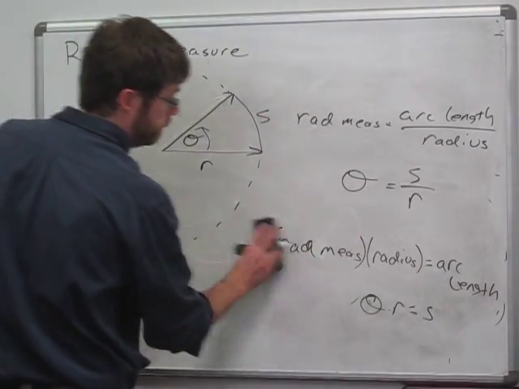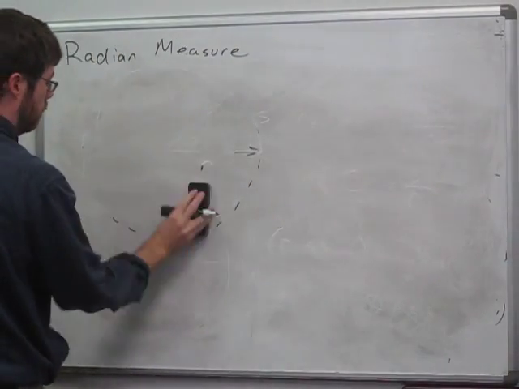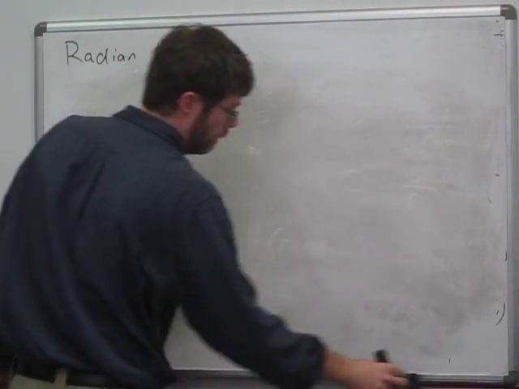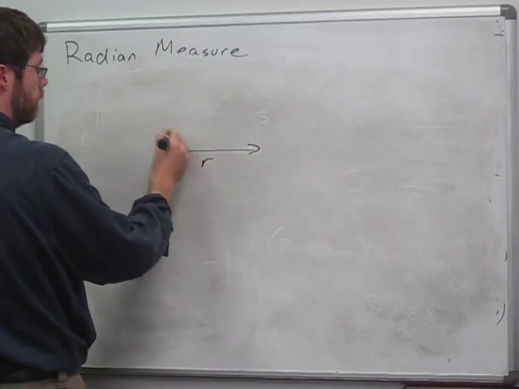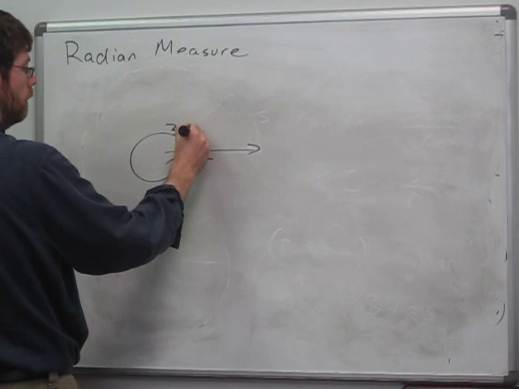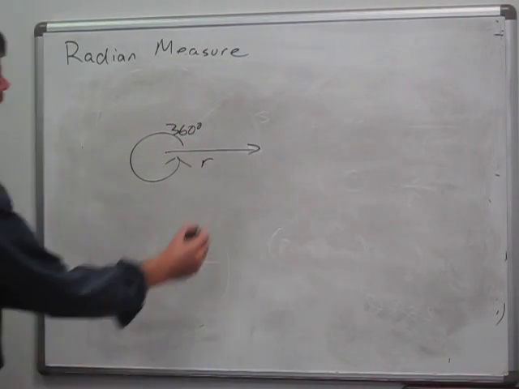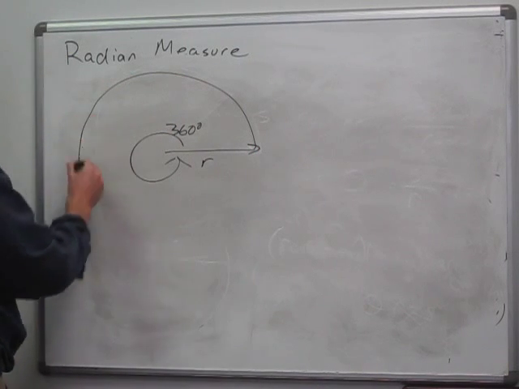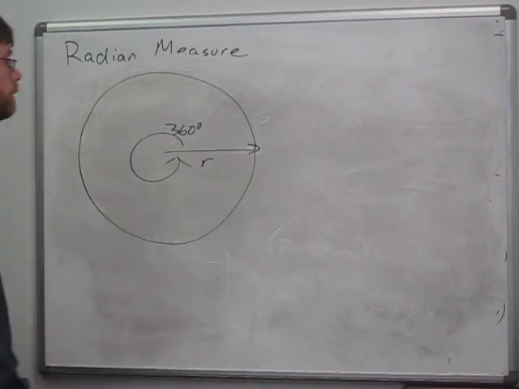So, let's look at two examples. First, I'd like to calculate the radian measure of a complete revolution, or 360 degrees. In this case, my arc is the entire circle. Okay. So its length is the circumference.